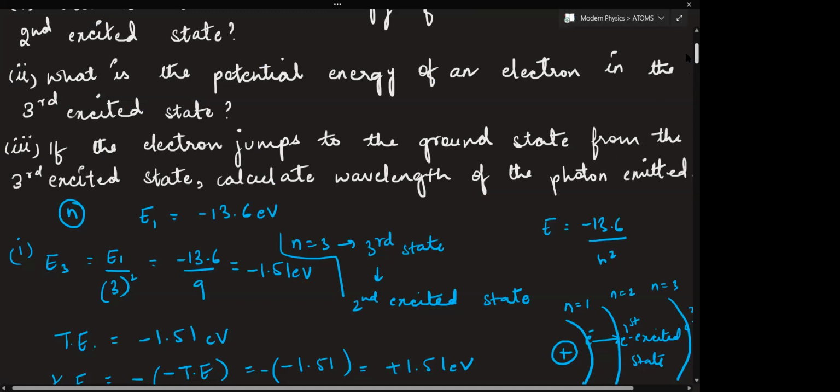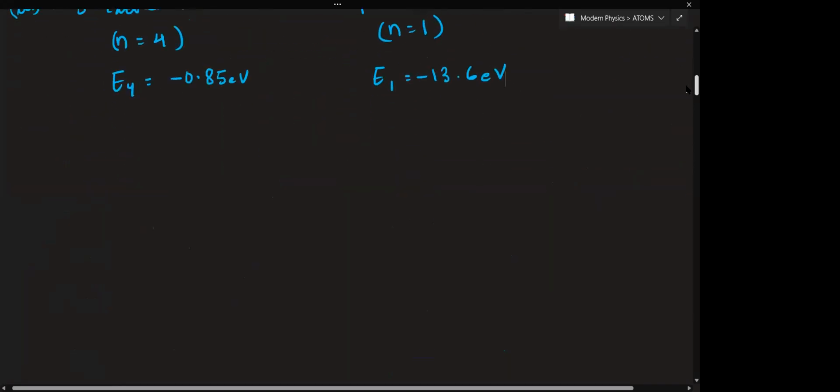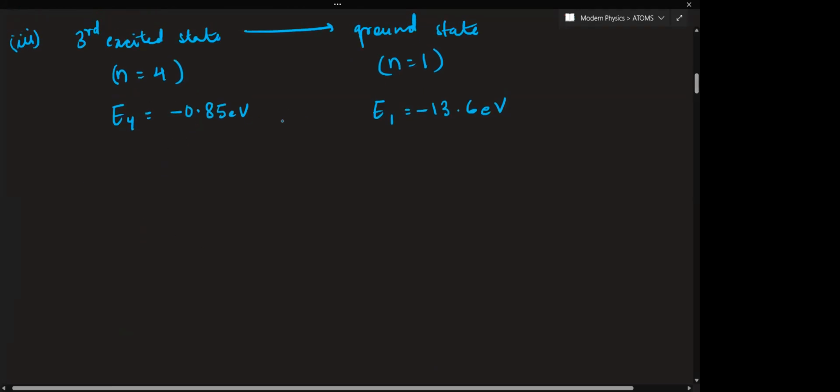So see, for finding out the wavelength, first we need to find out the energy, because we know a relation between energy and wavelength. So the total energy will be simply E4 minus E1. This is the energy difference when the electron is jumping from the third excited state to the ground state. So this will be minus 0.85 minus minus 13.6. This is E4.